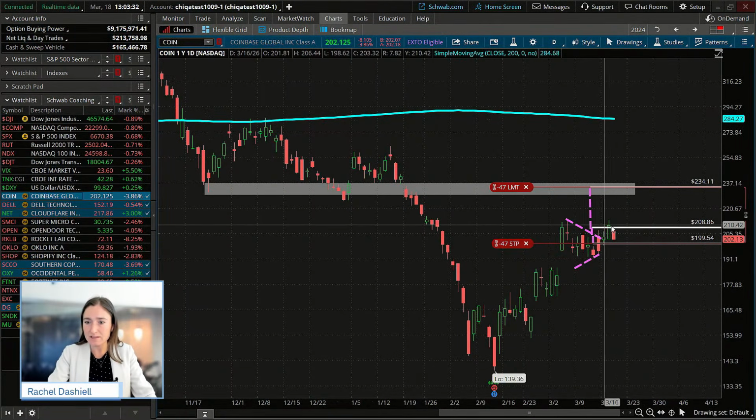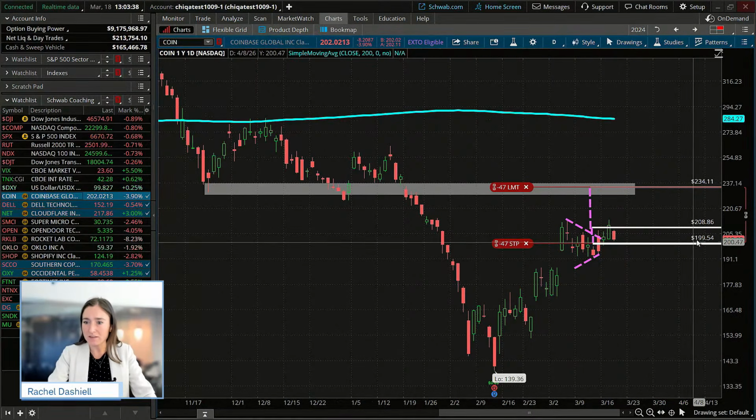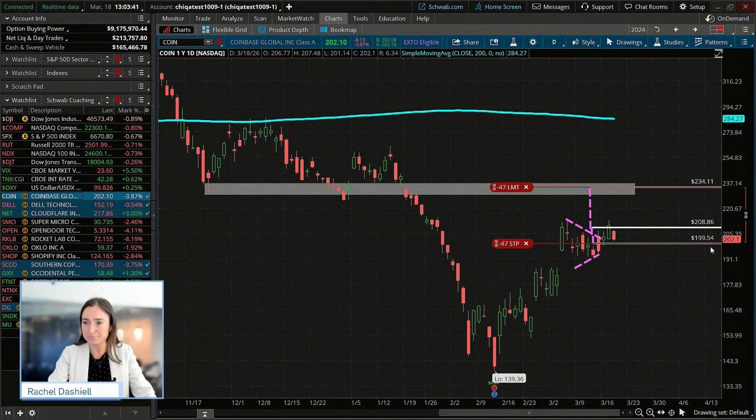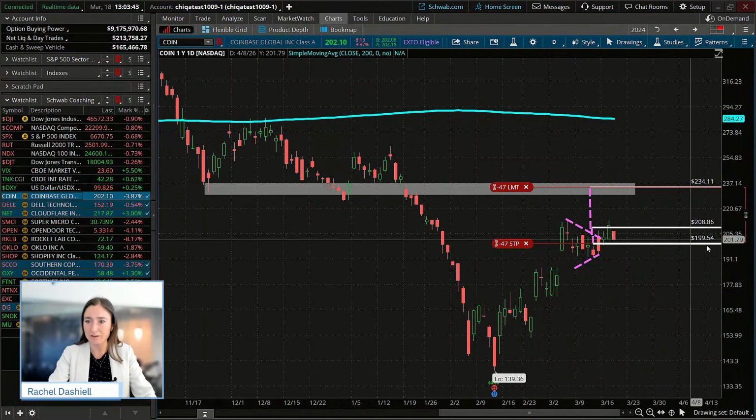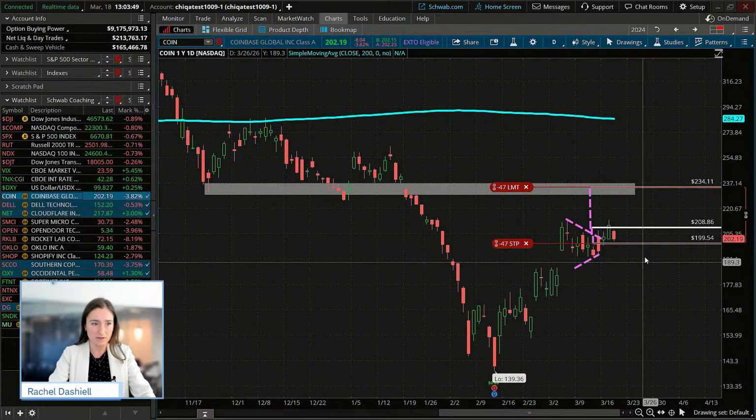You can see price didn't stay too long above that before really bouncing down here. Now, our stop is right at this level, right around 199.54 or so. So that's going to be our line in the sand as far as where we would get stopped out to the downside.